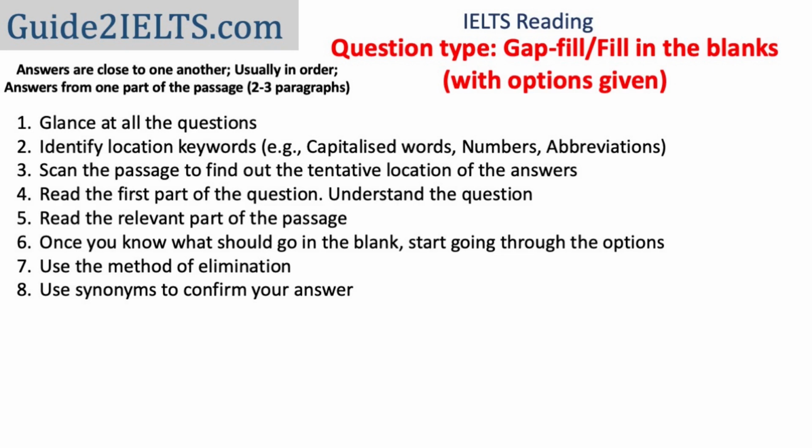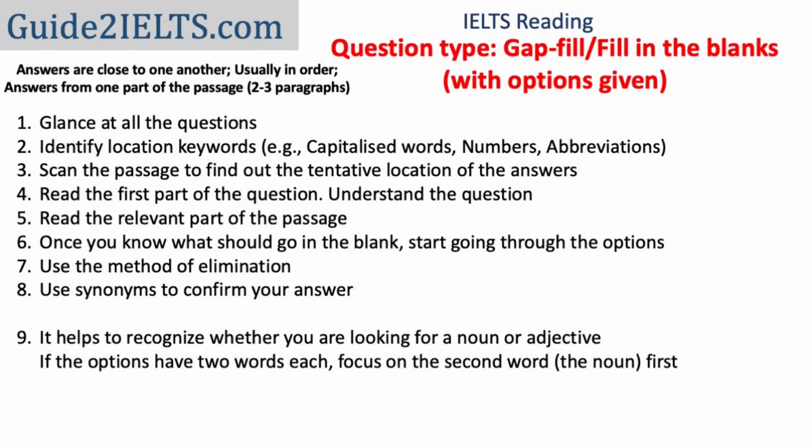One additional tip here is that it can be beneficial to recognize whether you're looking for a noun or an adjective. The list of options typically includes nouns, adjectives, or 2-word combinations of an adjective and a noun. If it's a 2-word option, start by focusing on the noun part first and see if it fits in the blank. Let's look at a couple of examples now.